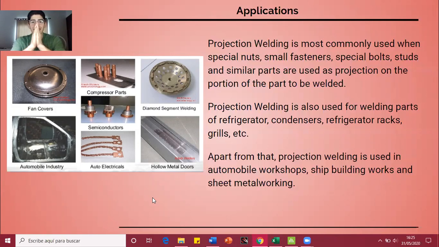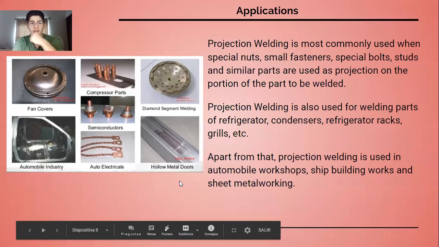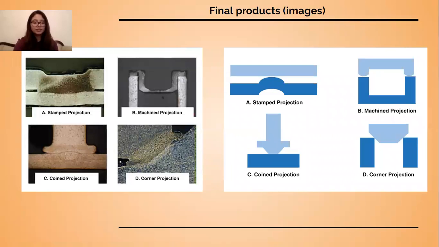Refrigerator racks, grills, etc. Apart from that, projection welding is used in automobile workshops, ship welding works, and sheet metal working. Well, these are some of the final products, and we're going to see a little bit of our video.